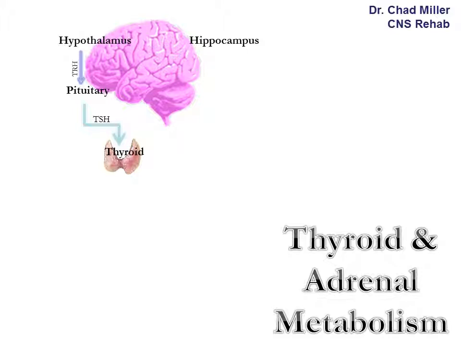Now, this is a stimulating hormone, so it's going to tell the thyroid, hey, you need to release a little more of what's called T4. T4 is an inactive hormone. It's called thyroxine, and it's 4 because it has 4 iodine molecules.